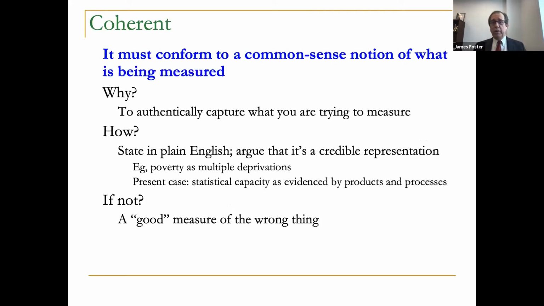Coherent. It has to conform to a common sense notion of what's being measured. Why? To authentically capture what you're trying to measure, okay? If it doesn't conform to a common sense notion, you're going to be trying to convince people this is the right way of looking at it. It ain't going to work. How do you do this? Well, often you just state it in plain English, and then you argue that it's a credible representation. For instance, poverty has multiple deprivations. In the present case, statistical capacity is evidenced by products and processes. If not, well, you might have a really good measure of a wrong thing.